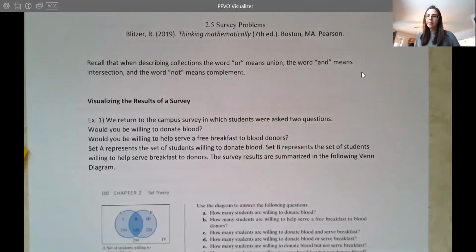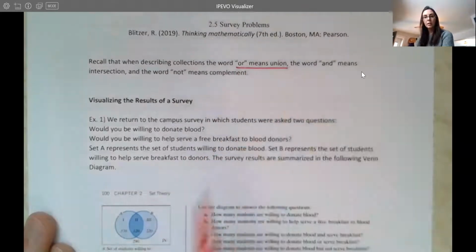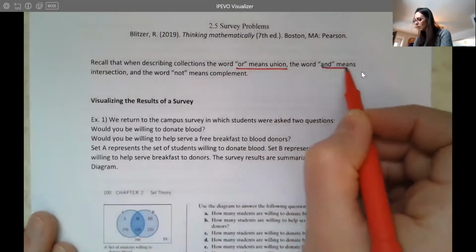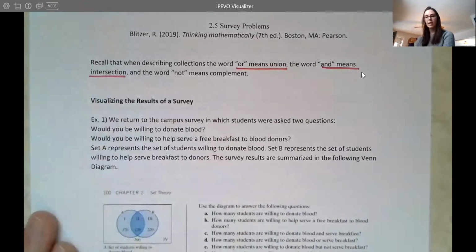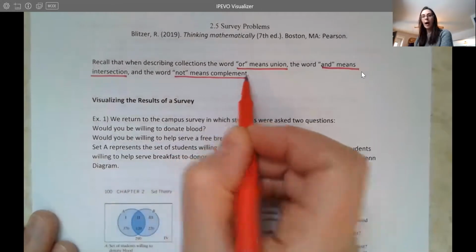All right, let's do a few more applications with Venn diagrams and sets. And we're going to talk mainly about surveys today. And one thing I want to remind everybody, in case it wasn't clear in the other videos, because we didn't do too much with the words, is that when you see that word or, you want to think about unions. When you see that word and, you want to think about intersection. So something is in both sets. And when you see that word not, you want to think about complement.